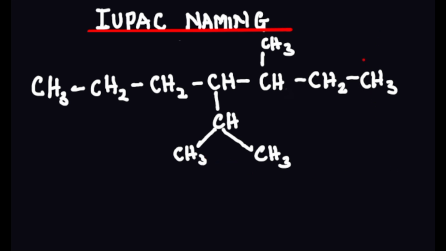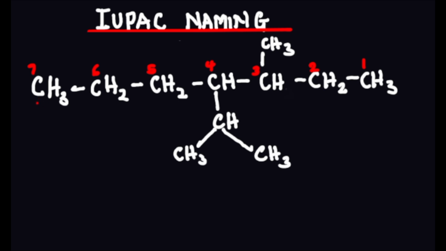So here we're going to have 1, 2, 3, 4, 5, 6, and 7. Right? That's actually the longest carbon chain. But if you choose to count like this, 1, 2, 3, 4, 5, 6, that is 6. So 7 is the longest carbon chain.